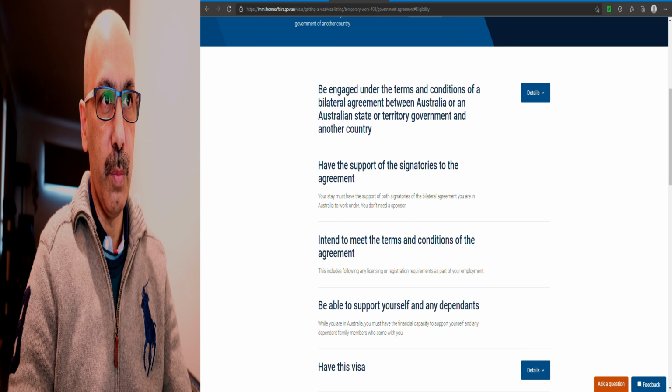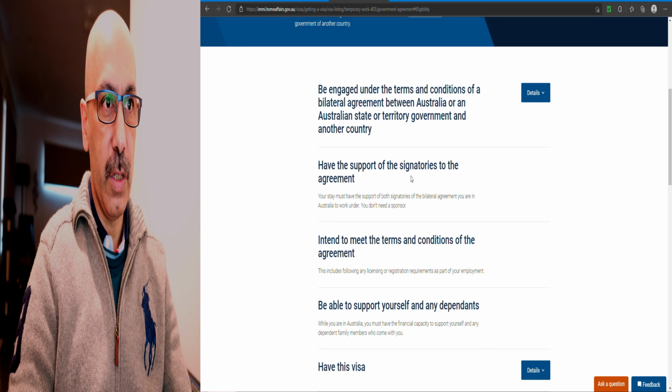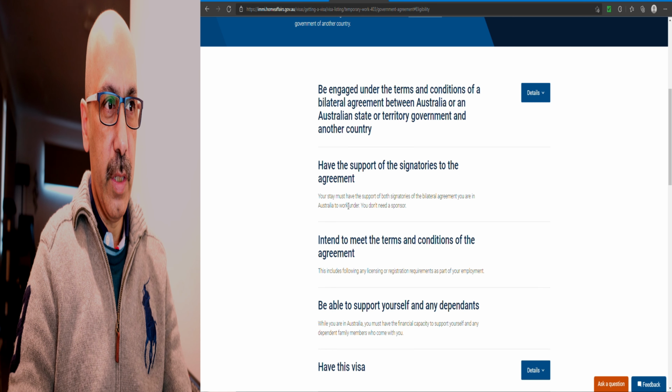So I have read this to you before, that this has to be signed by both your government and the Australian government to qualify for this visa. You must have the support of the signatories to the agreement. Your stay must have the support of both signatories of the bilateral agreement you are in Australia to work under. You don't need a sponsor.